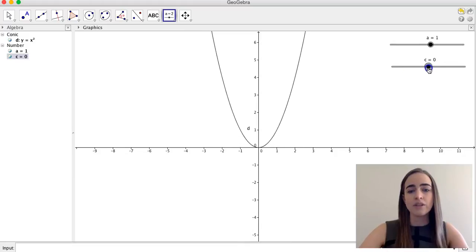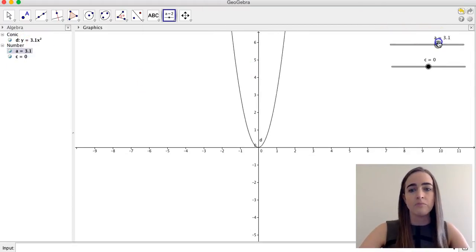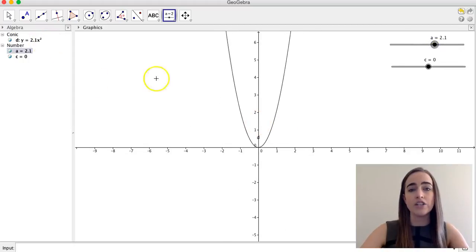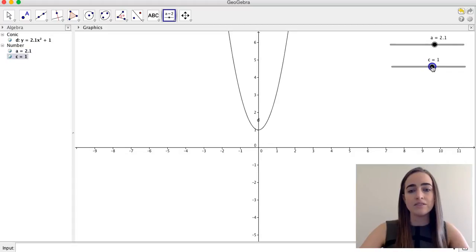The relationship that I hope you can notice is that when c is equal to 0, so when we've just got an equation like y equals x squared, it doesn't matter what the coefficient is, if we don't have anything added to the end of that equation, then our parabola has its vertex, where it turns, its turning point, at the origin. So it's right on 0, 0. When we increase that number, the vertex moves up.